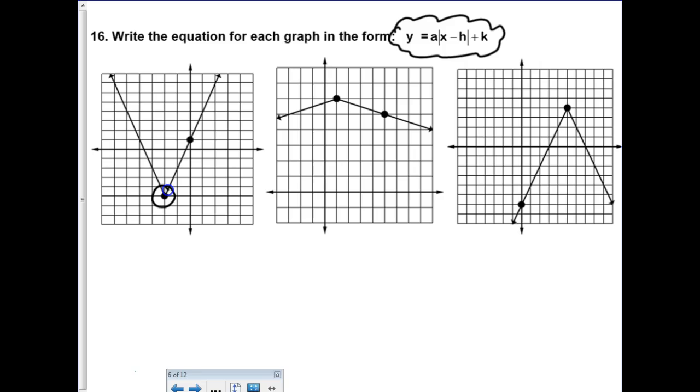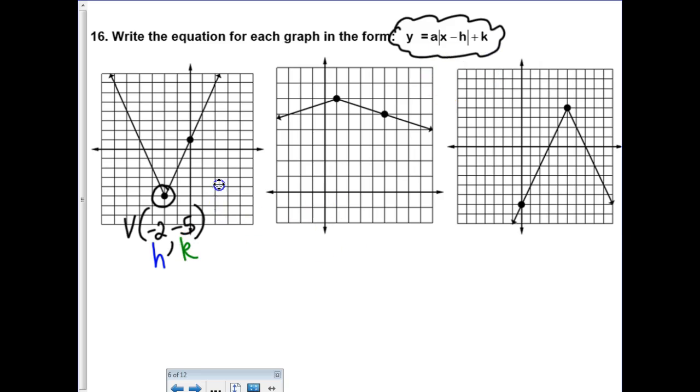So the vertex is clearly important to us. The vertex is your h and your k. So here's the origin. This ordered pair is located at, let's see, negative 2, 1, 2, 3, 4, 5. I can't read my own graph. That's not good. Yeah, negative 2, negative 5. So why is that so important to us? Well, that's because this is your h and this is your k. So we already have two parts of the formula.